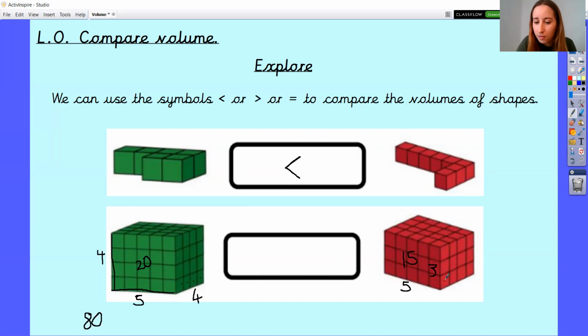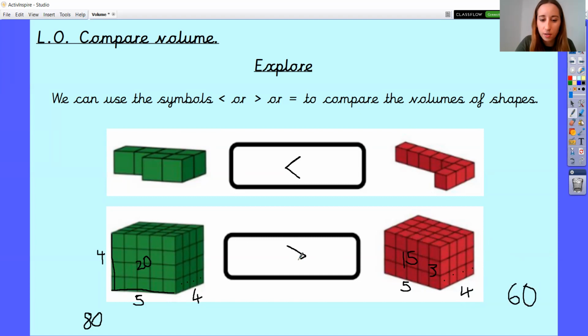Okay. And there are 1, 2, 3, 4 of those. So 15 multiplied by 4. Now I could do a written multiplication to work that out, or I could just think, well, 15 times 2, double 15, and then times it by 2 again. 15 times 2 is 30, times that by 2 again gives me 60. So 60 cubes to make this one.